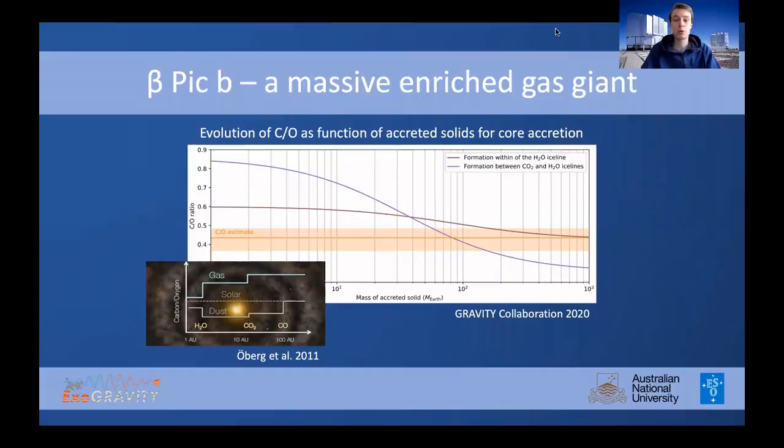This plot shows the C/O abundance ratio of Beta Pictoris b as a function of the mass of accreted solids in the core accretion scenario, and shows that for a formation somewhere between the water and carbon dioxide ice lines, a reasonable amount of about 100 Earth masses would need to be accreted in order to explain the observed C/O abundance ratio.